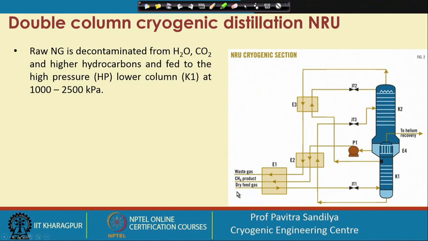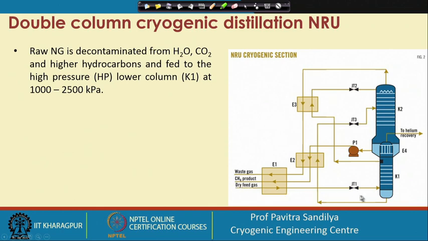So first the feed is taken to the lower column, and as we know, double columns are used when we need both the purer heavier component and the lighter component. In the single column we were getting only the purer lighter component. So here we need both, and we can get both nitrogen and methane.